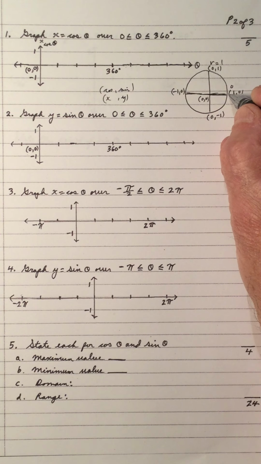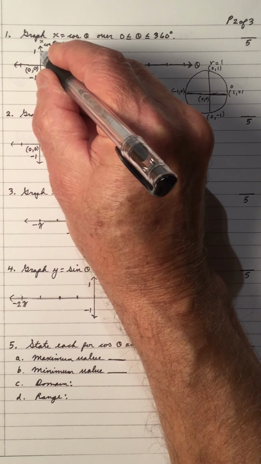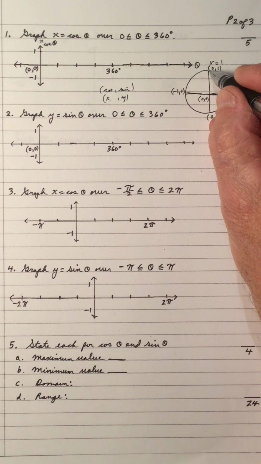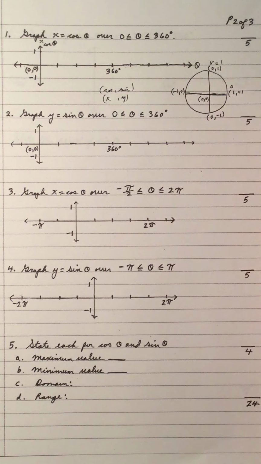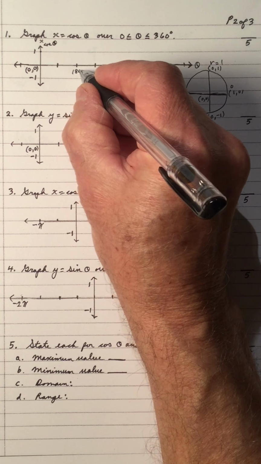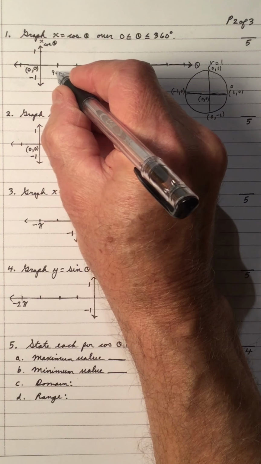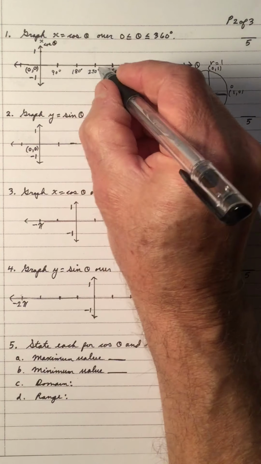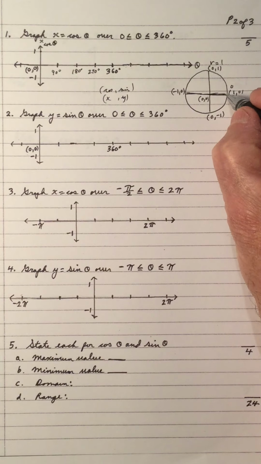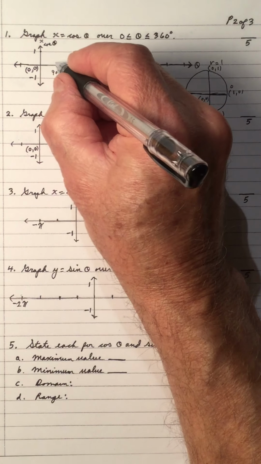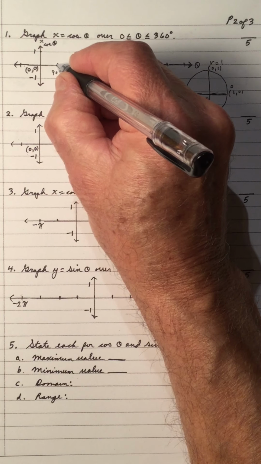So at 0 degrees, cos is 1. Let's plot that point. Then we rotate to 90. Sorry, this is 360, so this is 180 and this is 90, and this is 270, split up into 4 equal segments. When we rotate from here up to 90, cos is 0. So 90 gives us a 0.